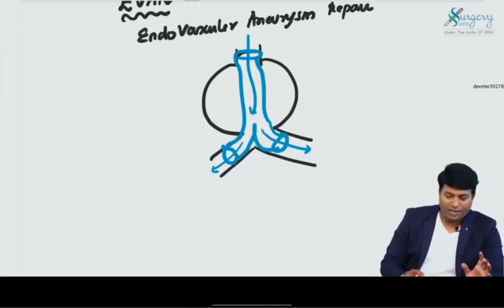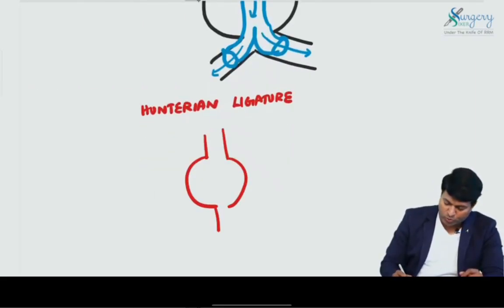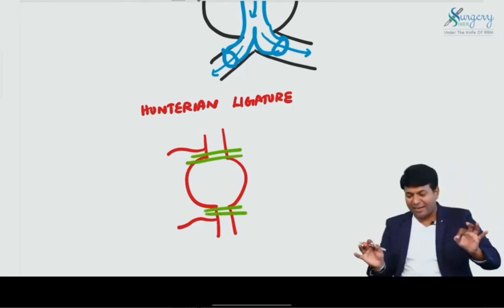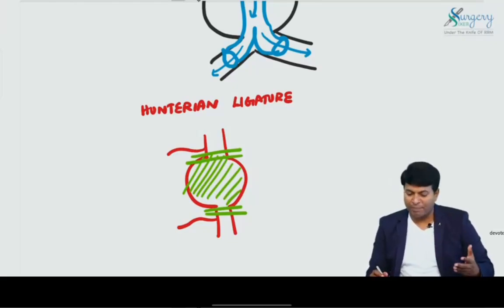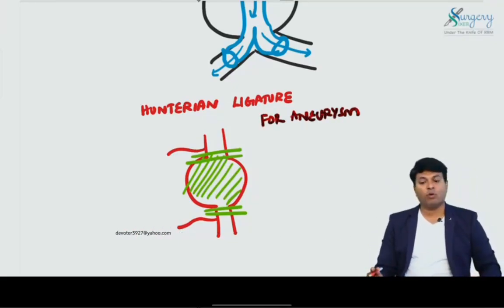Just for completion's sake, but not being done, there is the Hunterian ligature. The Hunterian ligature operation was done in those days. If there is an aneurysm like this, what they used to do is, leaving the blood vessel above and below, they ligate the aneurysm up and down. They don't remove it, just ligate it. As they ligate, the aneurysm collapses. This was done in those days, but is not advised now because of the various ischemia developing. Hunterian ligature for aneurysms is abandoned now. It is not done anymore. Please don't forget, just remember the name alone.